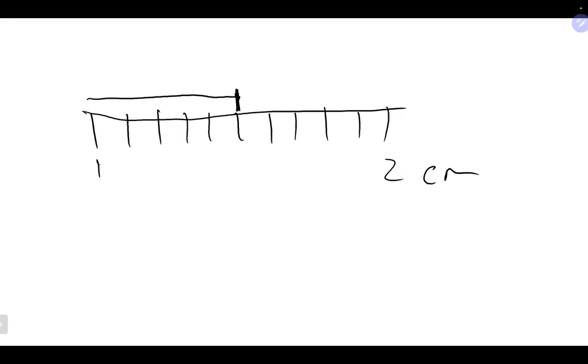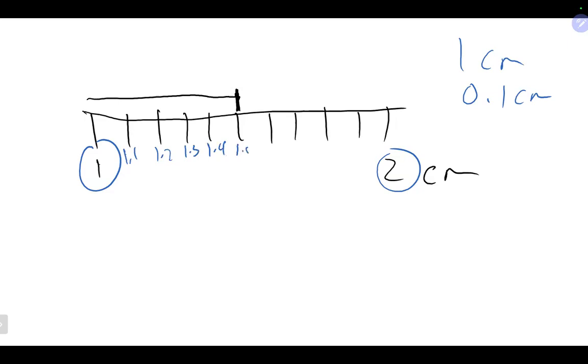Okay, so let's take a look. Once again, we have our same sort of setup as we saw previously. Our big value there is going to be 1 centimeter. We do have our 10 dashes between the two, which means each of our smallest markings is going to be 0.1 centimeter. So this would be 1.1, 1.2, 1.3, 1.4, 1.5, 1.6, and so forth.